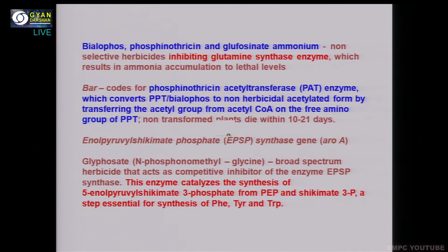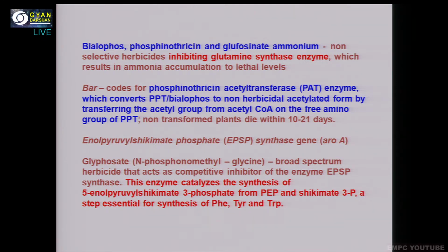So what do we have to do? We have to make the agriculturally important crops herbicide tolerant, so that they are not affected by herbicides. Only the weeds or the undesirable plants will be affected. So for that, we have to select a few genes, related to the herbicides that we normally apply: bialaphos, phosphinothricin, glufosinate ammonium. These are some of the herbicides. They inhibit the glutamine synthetase enzyme, and therefore they result in ammonia accumulation, and therefore the plants die.